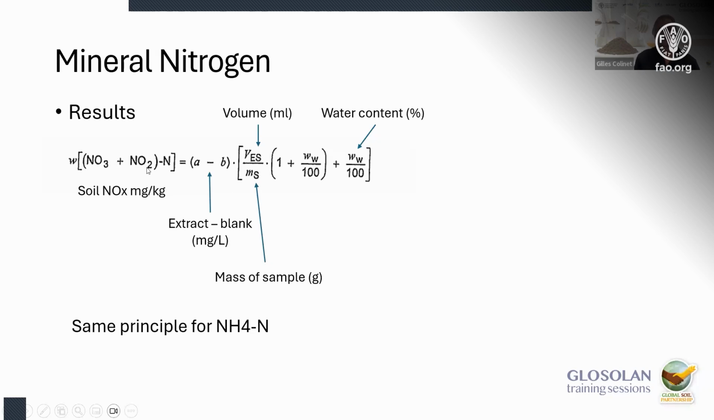To express the nitrate nitrogen, we have the extract minus the blank multiplied by a coefficient, which takes into account the volume that you took, the mass of the samples, and the water content. So it's the same principle for ammonium nitrogen. If you want to express it in kilos per hectare, you need to know the density of the soils and the volume that you considered.